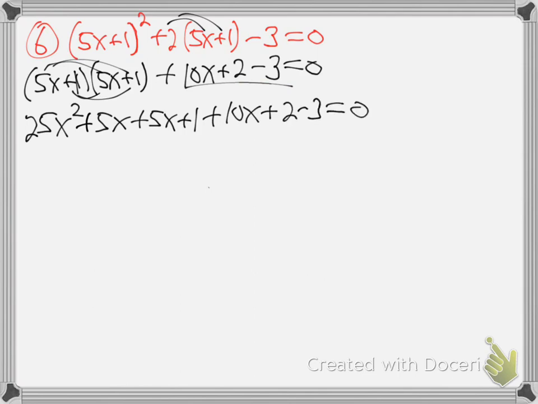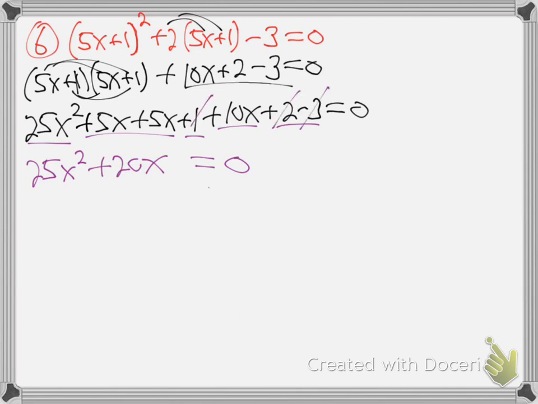Look at that. What a bunch of mess, huh? Let's gather like terms. Boom. So 25x squared. 5x is 10x, and 10x is 20x. 1 plus 2 is 3 minus 3 is 0. Oh, that was nice. That just vanished.